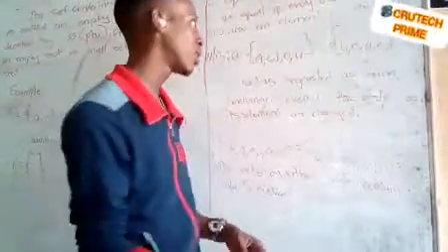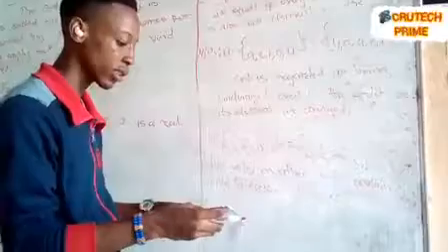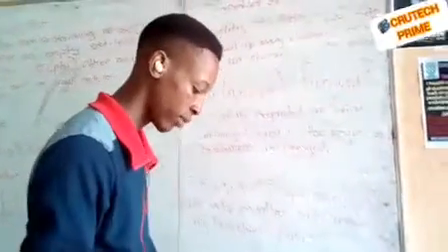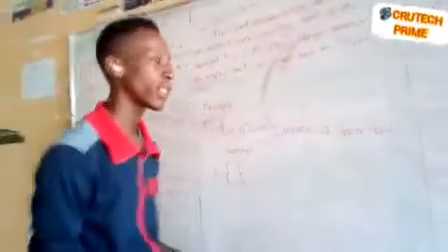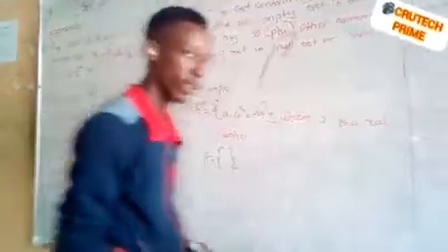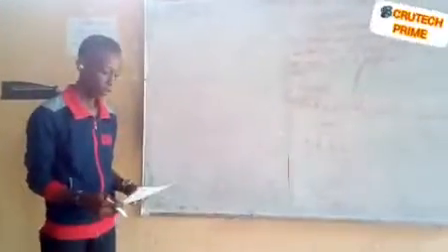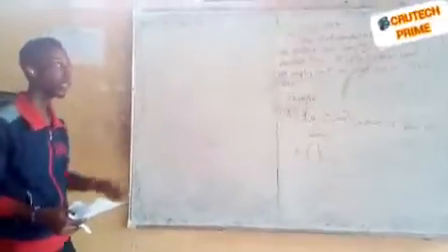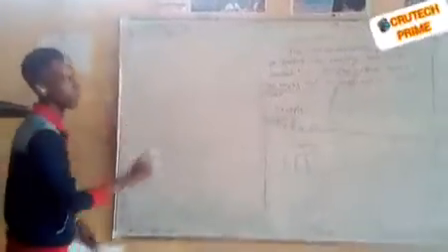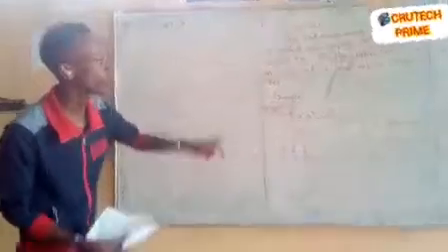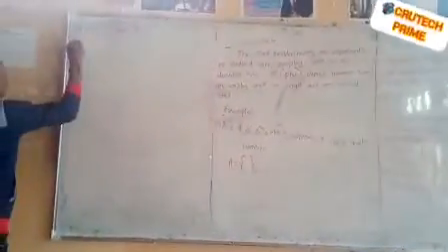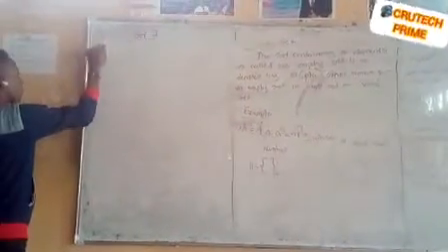Now let's go over to the next property of a set, which is the complement of a set. Complement of a set. That was one. The next one is the complement of a set.